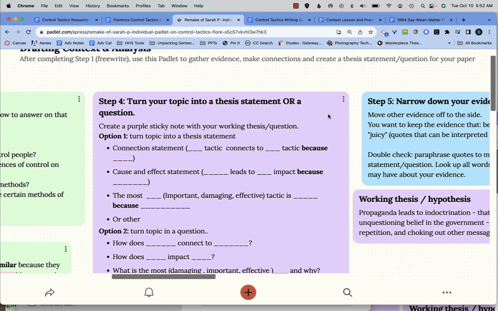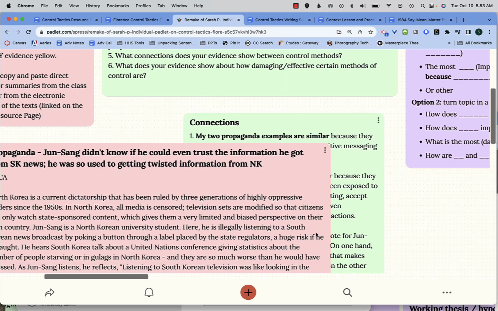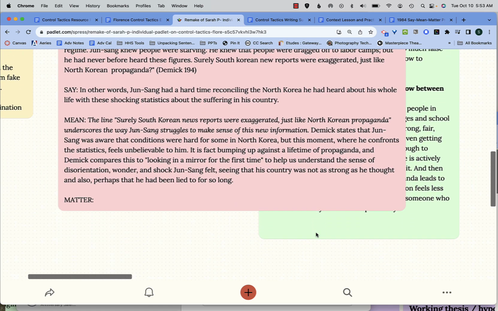So here's my thesis over here. My thesis was propaganda leads to indoctrination, that is, an unquestioning belief in the government through time, repetition, and choking out other messages. So there's a lot that I think I can say about this quote, about how Junsong had an unquestioning belief in the government, that he was an adult who'd heard this his whole life, also that he had not heard any opposing viewpoints, and this first time that he hears an opposing viewpoint, it throws everything into doubt. So I'm going to find a way to say that in my matter. So back to my matter, down here I go.